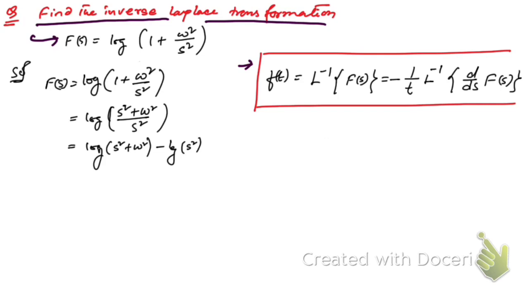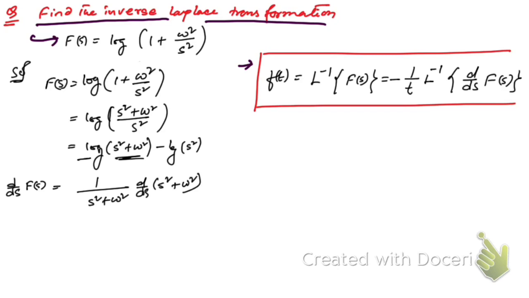Now let us differentiate this, d/ds of F of s. If you differentiate this function, you're going to have 1 by s square plus omega square. Again, you need to differentiate the function within the bracket, s square plus omega square, because this is a function of a function.